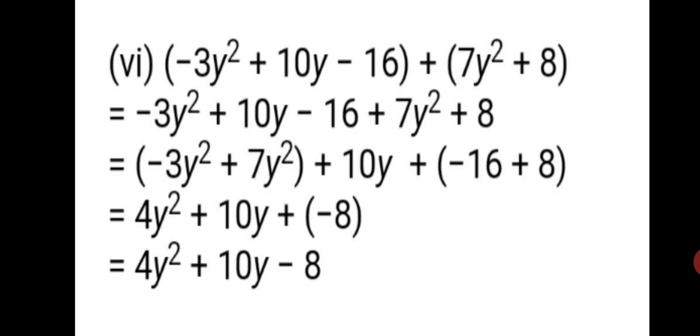So wherever possible, you will bring the like terms together. If not possible, keep the term as it is in the sequence. Now operate it. 7 minus 3 is 4. Greater sign is positive. So answer will be positive. 4y square plus 10y as it is plus 16 minus 8 is 8. Greater number is negative. So answer will be minus 8. So 4y square plus 10y minus 8 is your final answer. We open the bracket, plus into minus is minus.